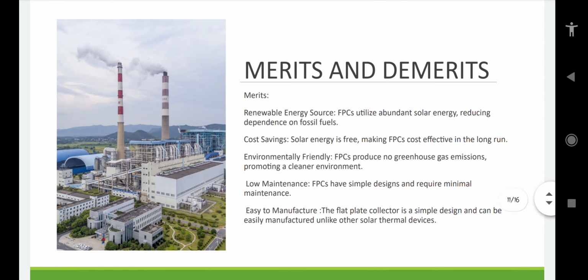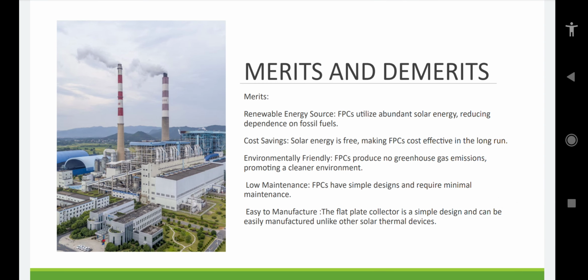And the merits and demerits, it is having some merits and demerits. The merits are, it's a renewable energy source, very abundant in nature, and it will reduce dependence on fossil fuels. And it is cost savings. Solar energy is free, making FPCs cost effective in the long run. And it is environmentally friendly, and we don't need more maintenance, low maintenance is enough. And it is very easy to manufacture.